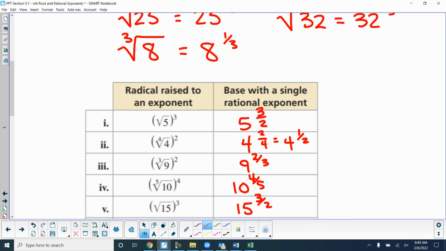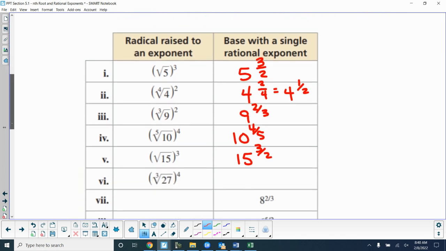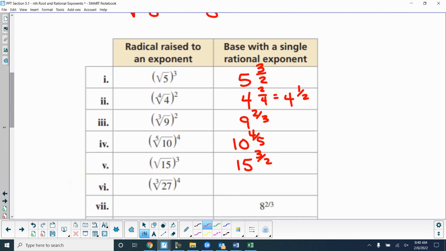Any questions? Emma, you with us? Okay, what's the next one, Emma? 27. Yeah, 4 over 3. The exponent is the numerator. The root, the index, is the denominator. Okay, let's go the other way.